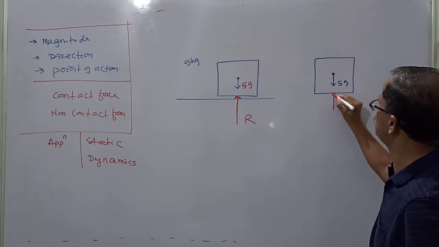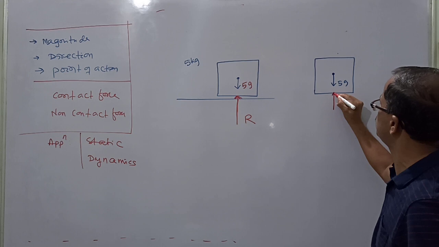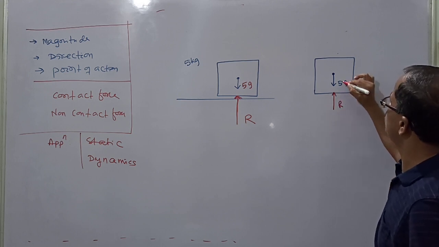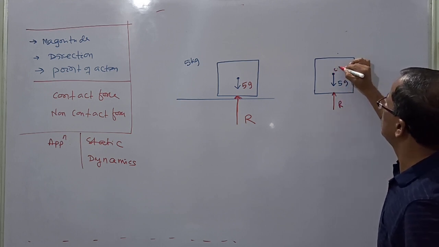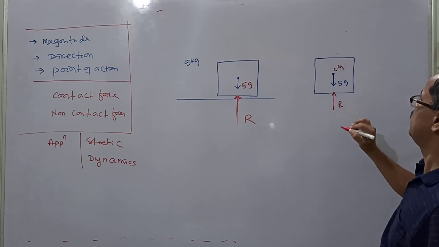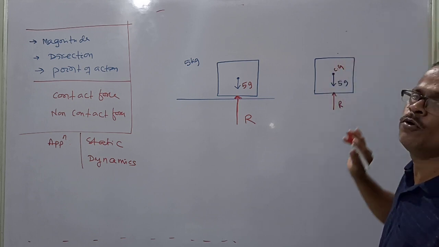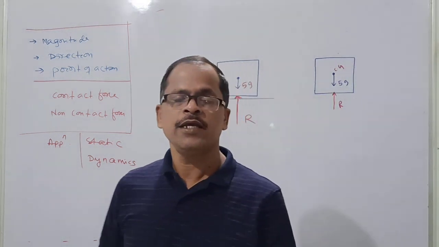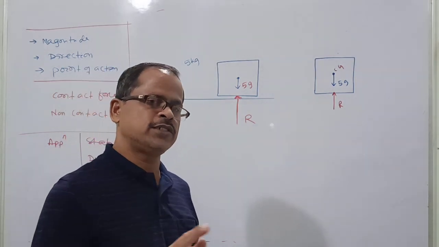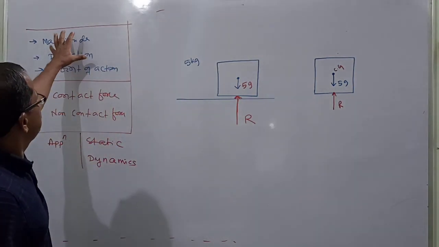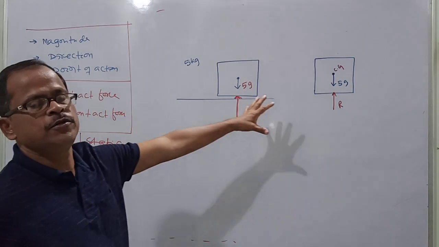The reaction is touching here because this is the point of action of this reaction force. This is the point of action of the gravity force. Then the free body diagram is over. This is question number 1, free body diagram. So try to understand, apply the points while drawing the free body diagram.